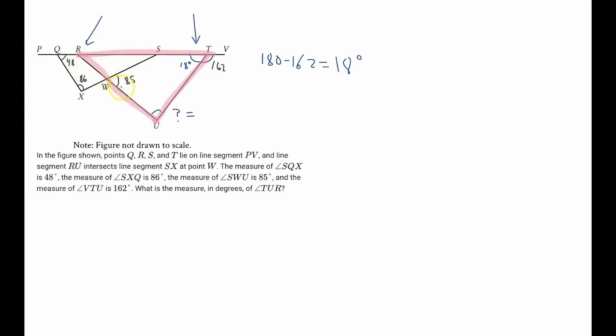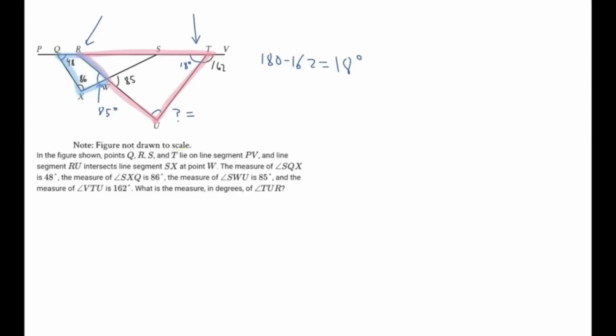So first off, we have this 85-degree angle here, and we have a very straightforward vertical angles theorem here. So this angle right here, which is across from the 85 degrees, is also 85 degrees. And now another thing I want to note is that this quadrilateral QRWX has four sides, right? And it's a closed shape. So because of that, I just want to highlight this. This will have 360 degrees, right?